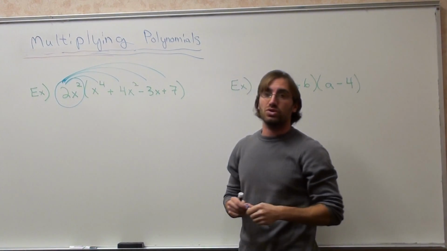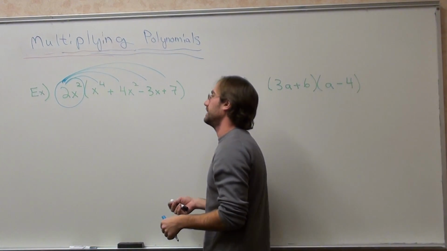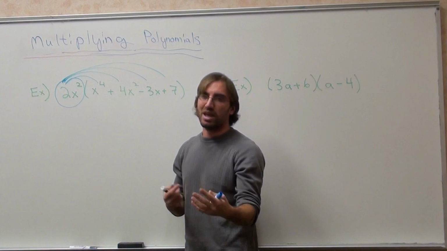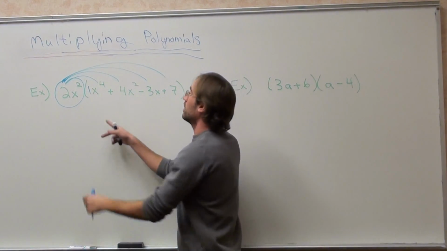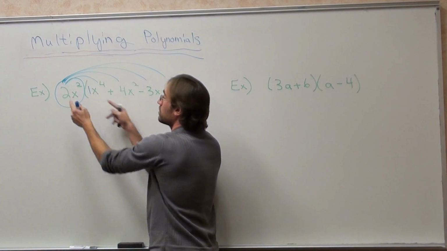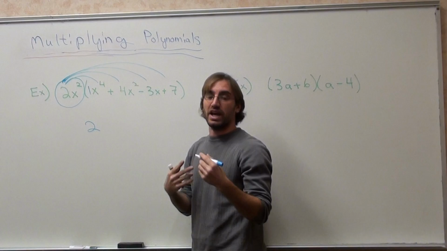One thing I would caution students of is this. Sometimes they don't remember what to multiply and what to add. I'll show you a little helpful trick. Maybe it'll help, maybe it won't. There's a 1 in front of the x to the fourth. So what I do is I do 2 times 1, which is 2, and x squared times x to the fourth, which is x to the sixth.